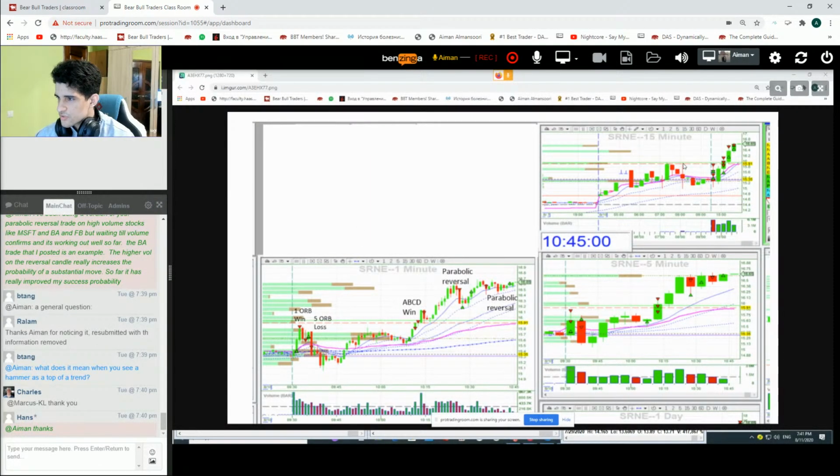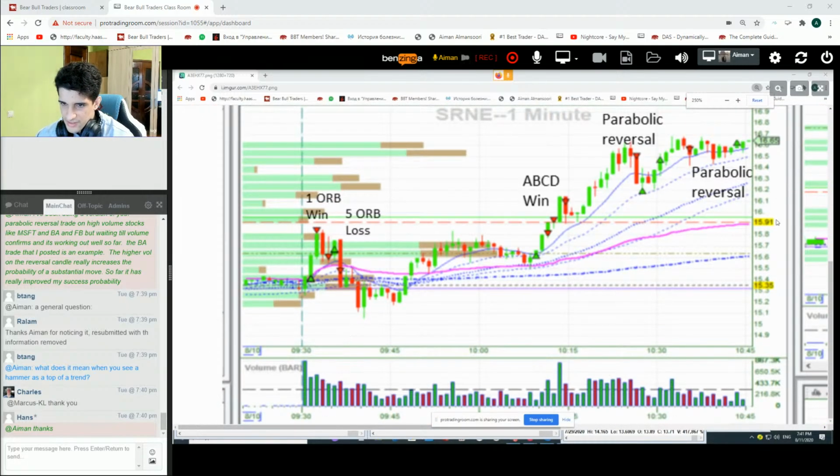So Ralam, let's see what you did. SR and E, right? SR and E on the 15-minute chart, it's strong, right? It's holding an uptrend right there. On the 5-minute chart, it's breaking the previous 5-minute highs, breaking the 1 minute consolidation. So you are taking it for a 1 minute open range breakout after it made a move smaller than the average true range right there.